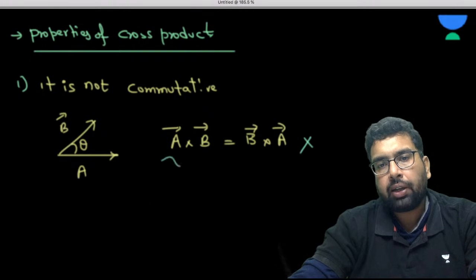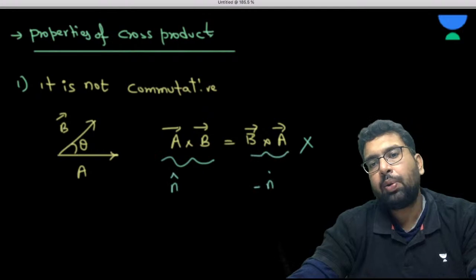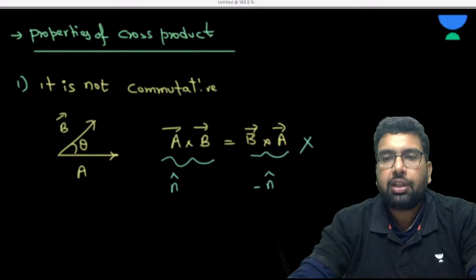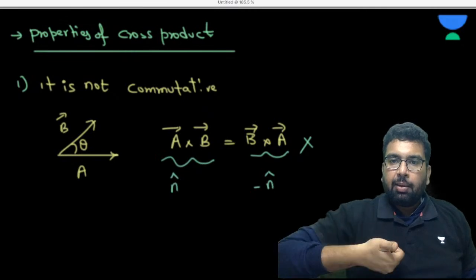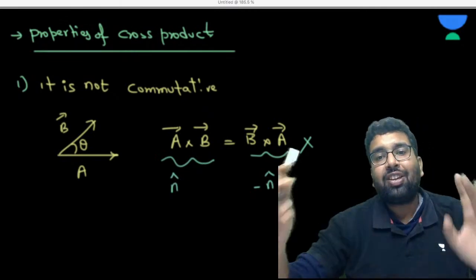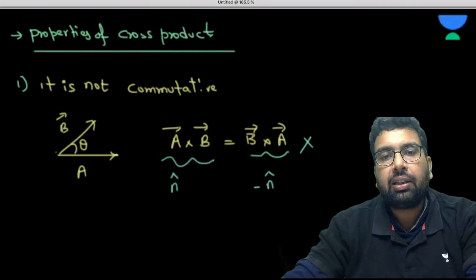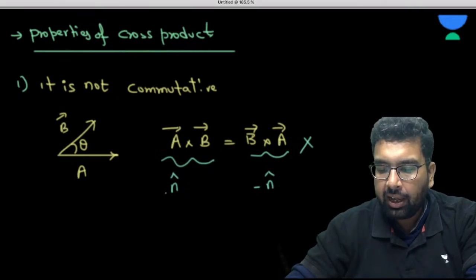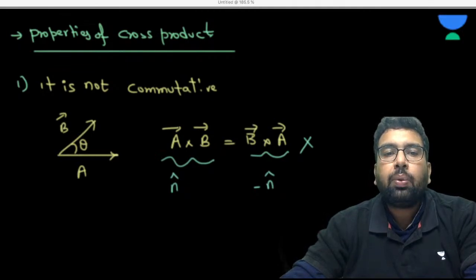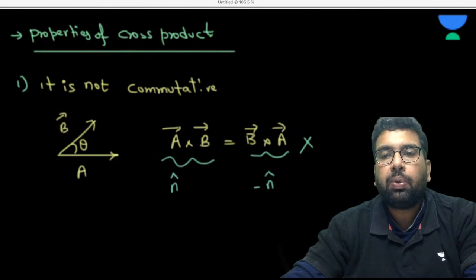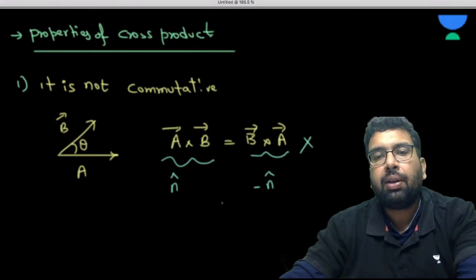Why, sir? Because if this direction is n cap, this direction is going to be minus n cap. Do you agree or not? We just have seen that. If A cross B is this, then B cross A is this. Two vectors will be equal only when their magnitude and direction both are the same. But here the magnitude is the same, but the direction is not the same.